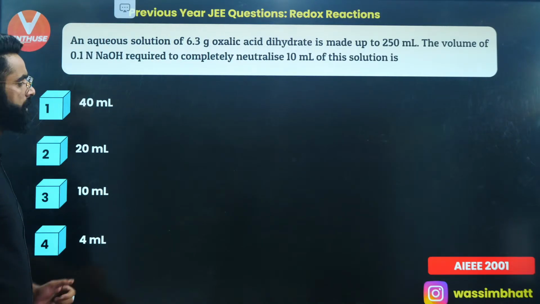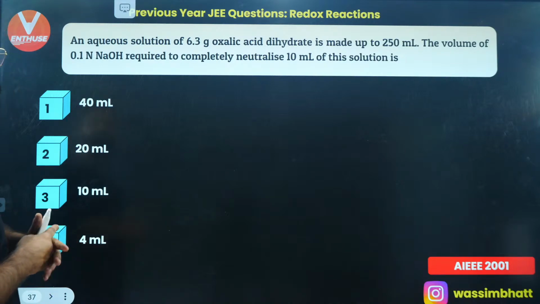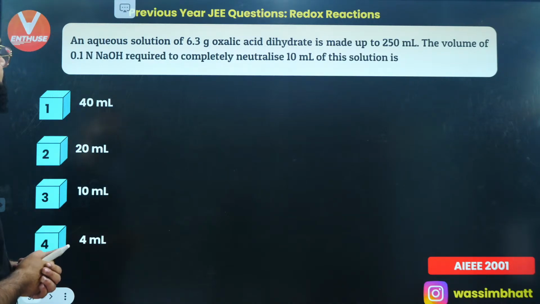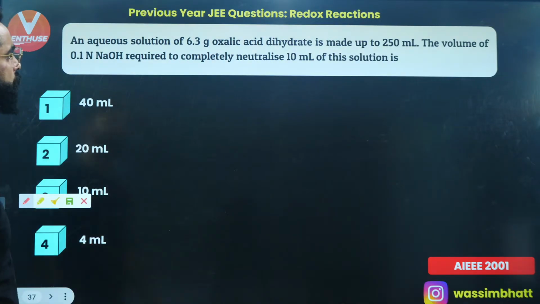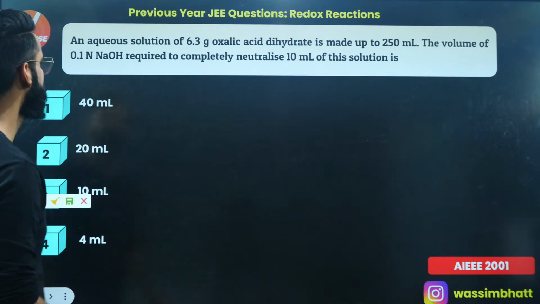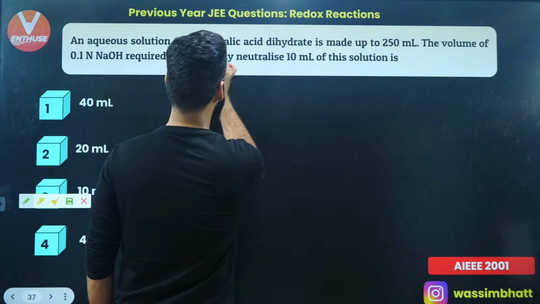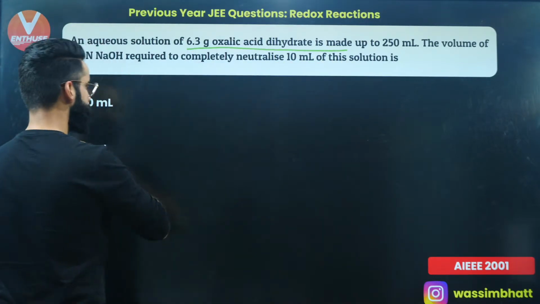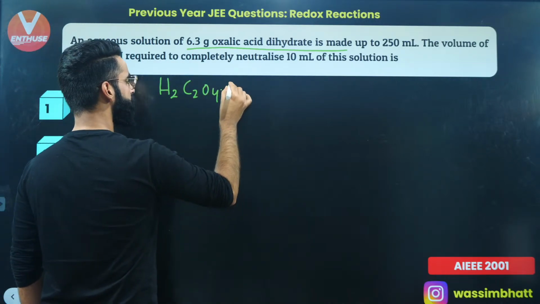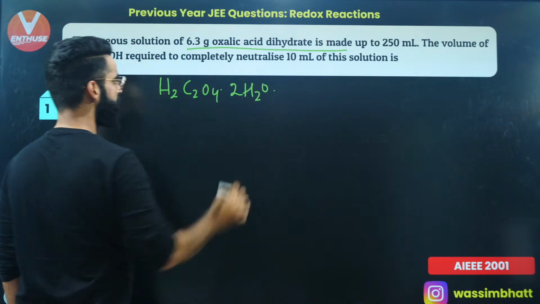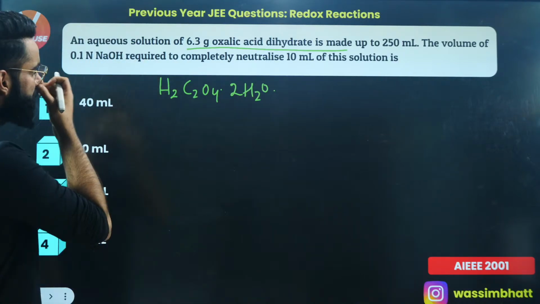Okay, moving on to one more. JEE 2001. An aqueous solution of oxalic acid dihydrate is made up to 250 ml. The volume of 0.1 normal NaOH required to completely neutralize 10 ml of this solution? First of all, let me calculate the molarity of this oxalic acid dihydrate solution. What is the formula of oxalic acid dihydrate? H2C2O4.2H2O. This is the formula for oxalic acid dihydrate. Let me calculate its molarity.